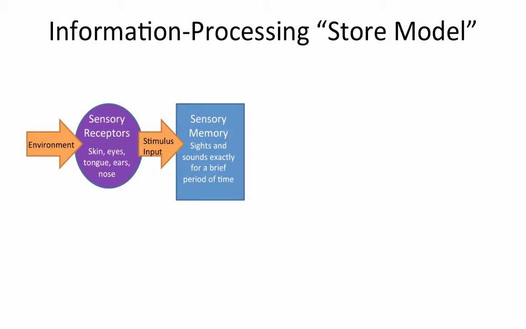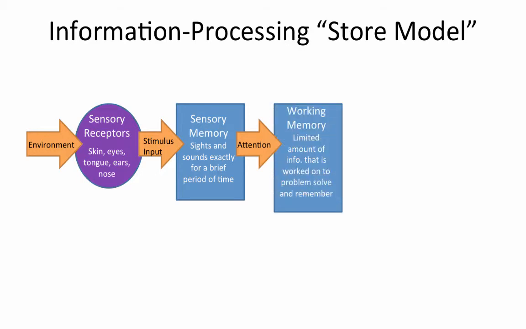Sensory memory is interesting in that it holds a large amount of information, but only for a very, very brief period of time. For example, for sight, it only holds information in there for about half a second. For sound, which is the longest capacity in sensory memory, it holds information for about 3 to 4 seconds. Once information is in sensory memory, if we pay attention to it, it will get into our working memory.